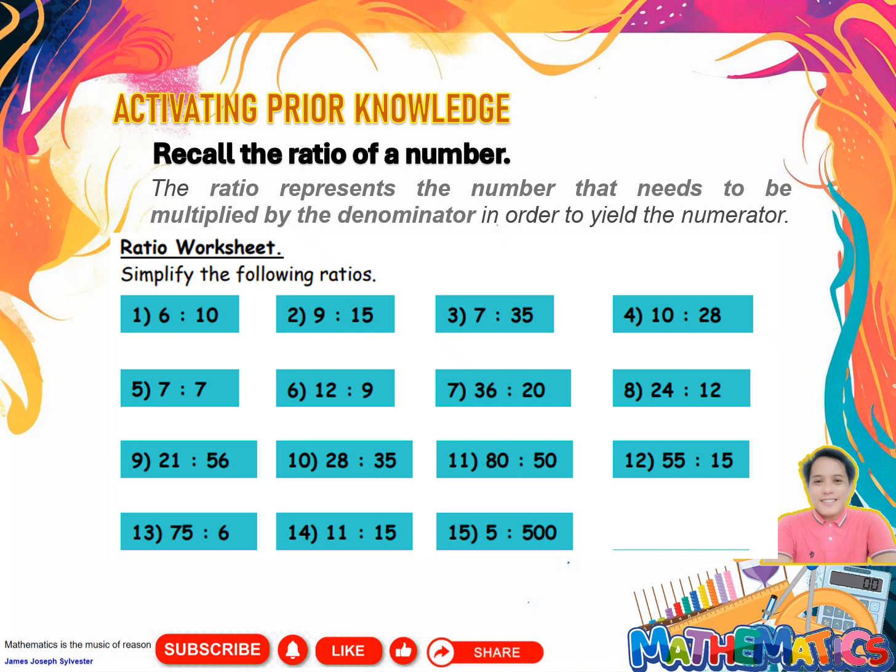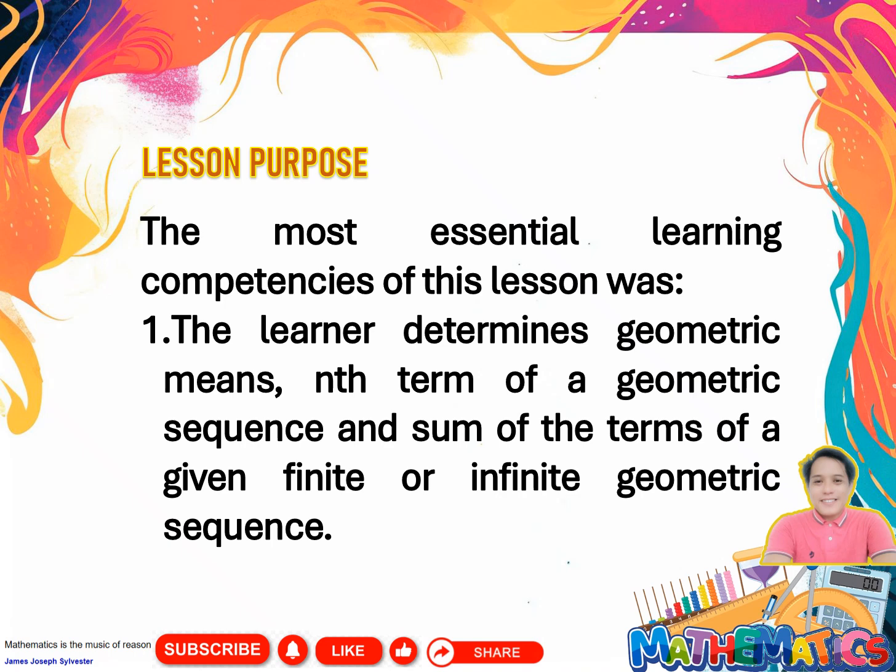13, 75 is to 6. 14, 11 is to 15. And 15, 5 is to 500. We may simplify these ratio numbers and enjoy simplifying the following ratios.